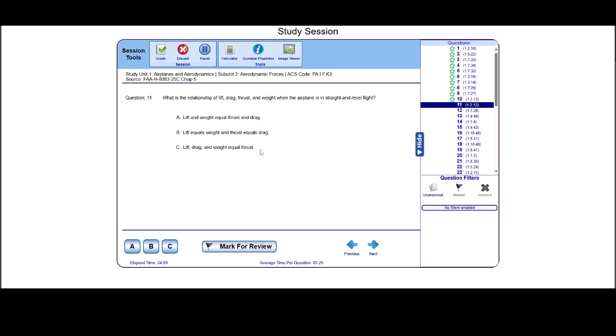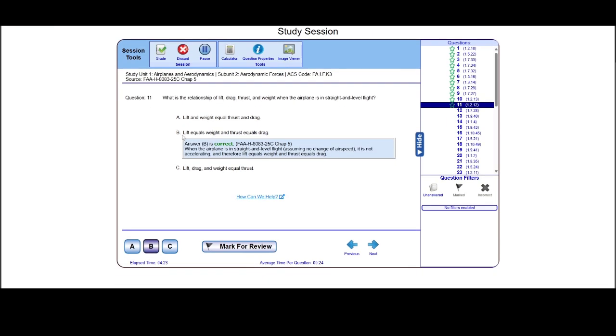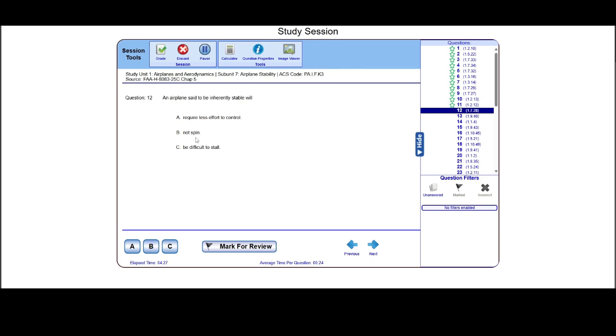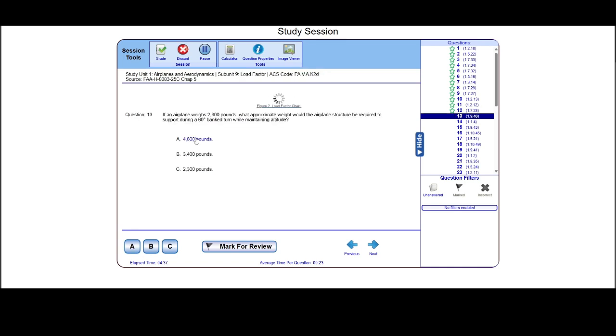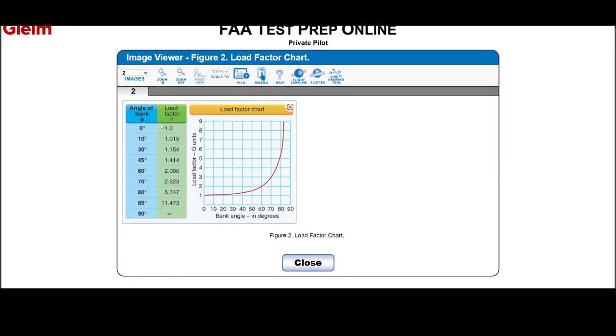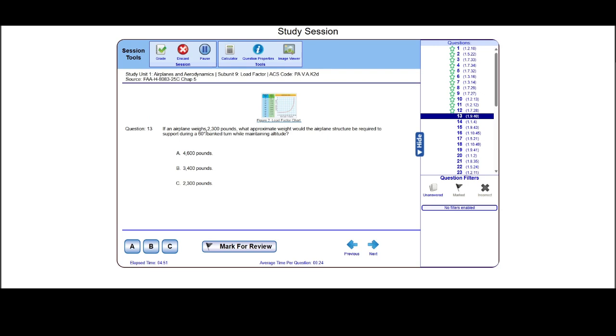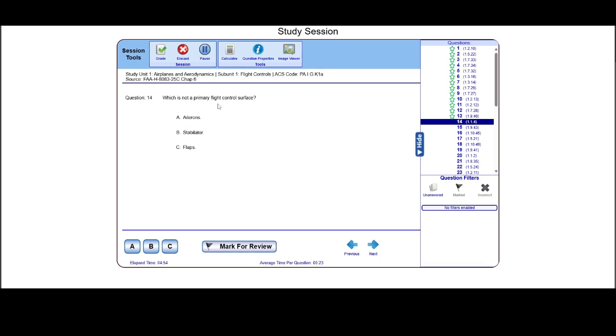What is the relationship between lift, thrust, and drag in a plane in straight and level flight? Lift equals weight and thrust equals drag. So it's really just lift, weight, thrust, and drag. If an airplane is stable, it would require less effort to control. Let me speed this up. We're at 60 degrees at 2,300, so 2 times 2,300, that's A, 4,600. What is not a primary flight control? Flaps. That is a secondary.